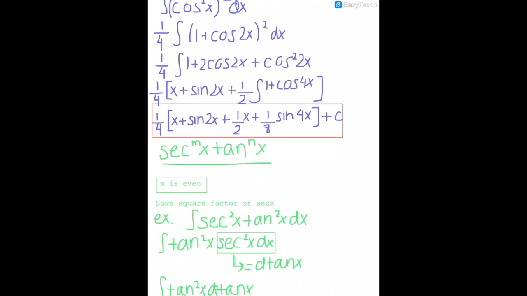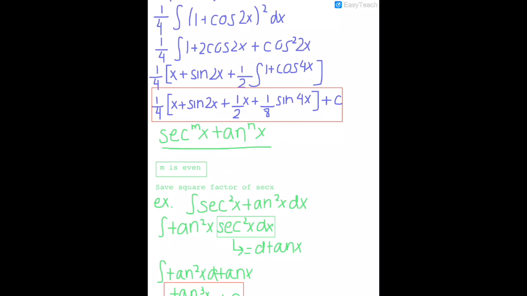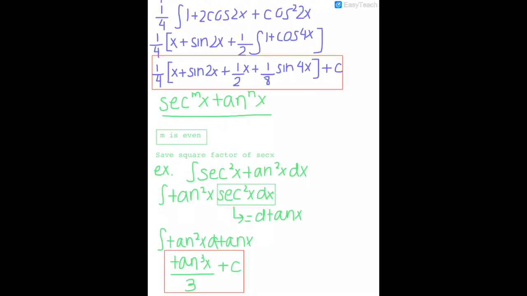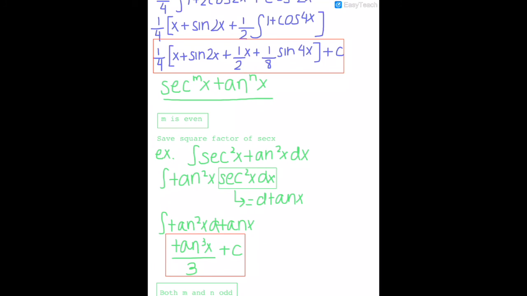For secant tan, when the power of secant is even, you save a square factor of secant x for the differential, because secant squared x dx is equal to d tan x. So in this first example, this would leave you with tan squared x d tan x, and when you integrate that, that's equal to tan cubed x over 3 plus c.